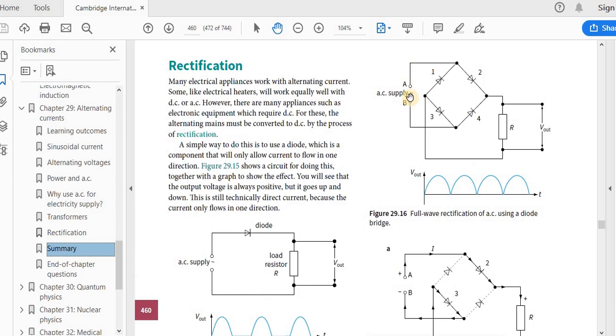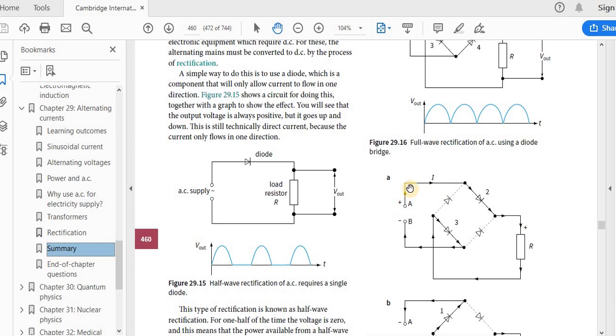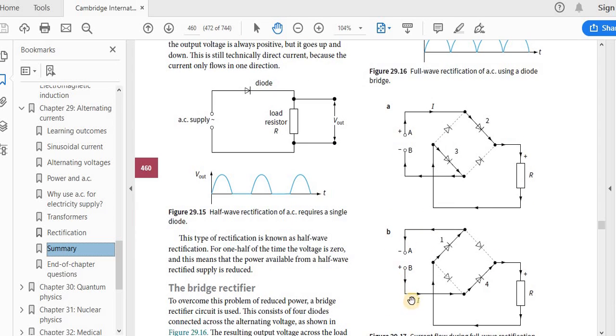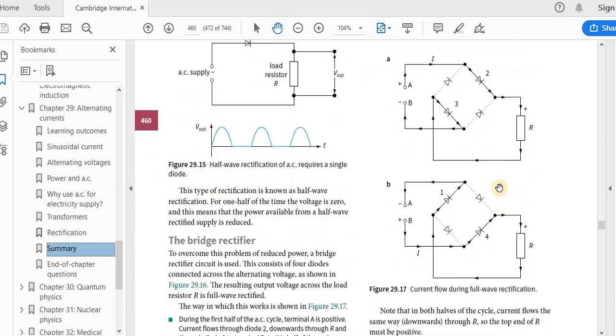So this is working throughout. When it's flowing this way, the current is flowing through this path. But when it's flowing the other way, the current is flowing through this path. But during the entire time, the current flows through the resistor in one direction. So here we have AC, but in this part, we are getting always DC. From here all the way up to there, it's flowing in one direction.